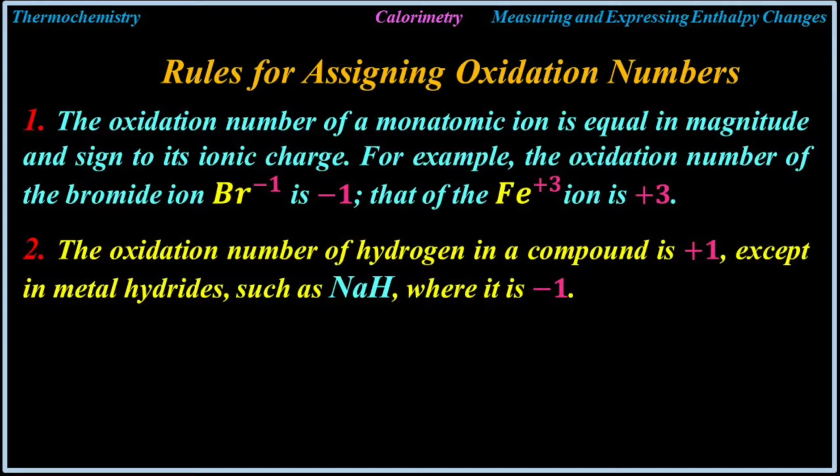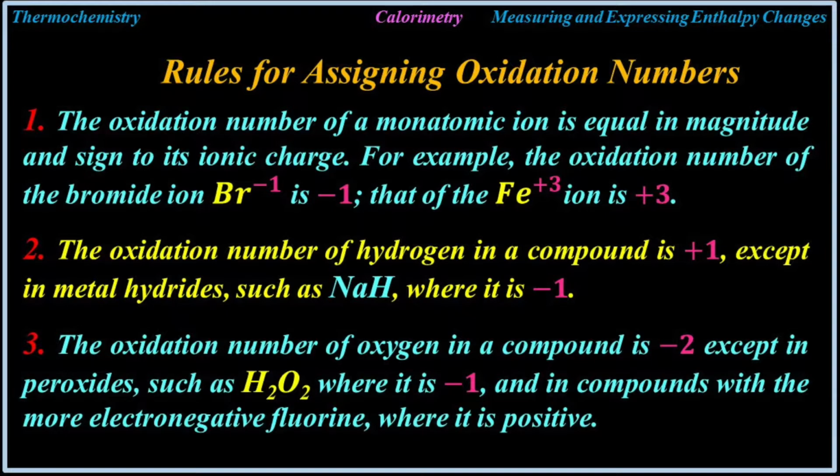So ionic compounds are easy. You just got to know your compounds. The oxidation number of oxygen in a compound is -2, except in peroxides such as hydrogen peroxide, where it is -1, and in compounds with the more electronegative fluorine, where it is positive. That's interesting. Okay, sounds good.